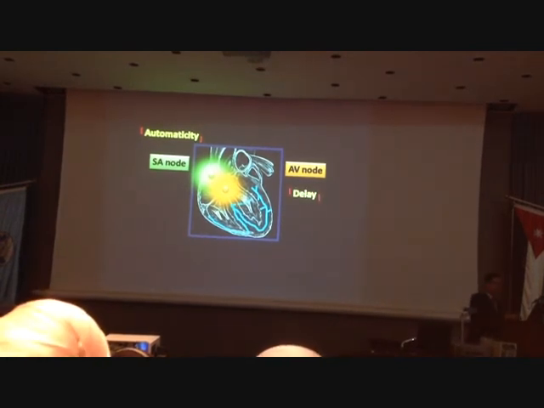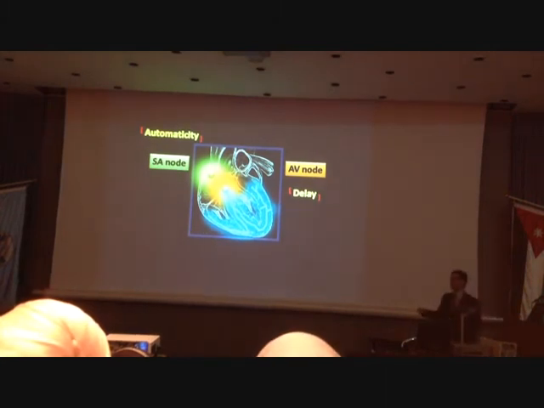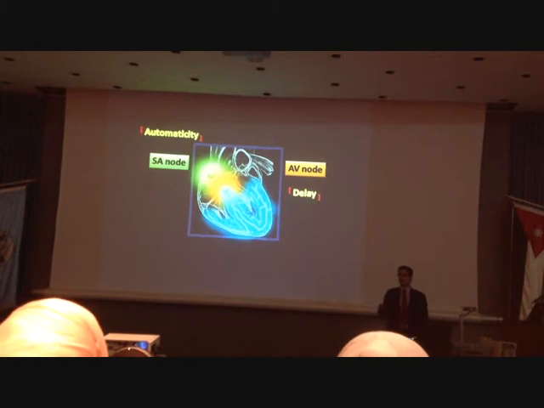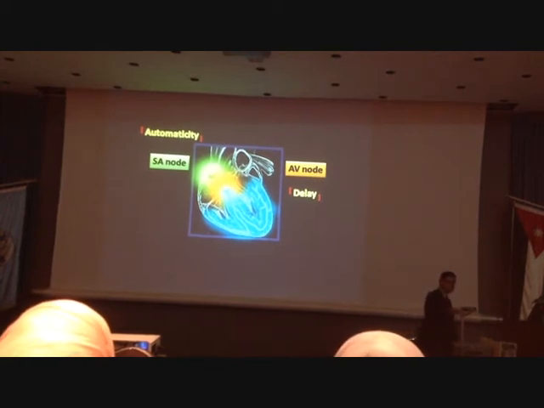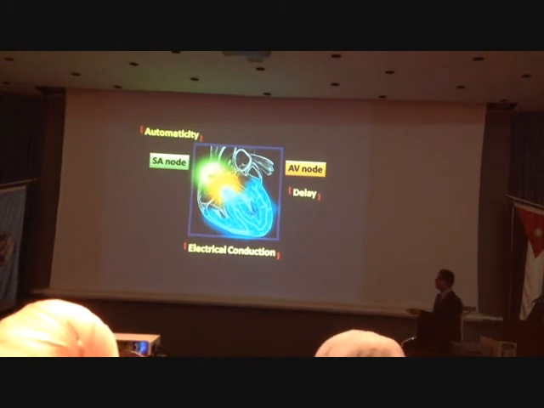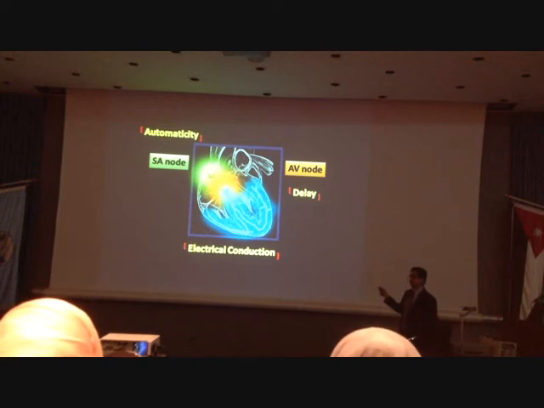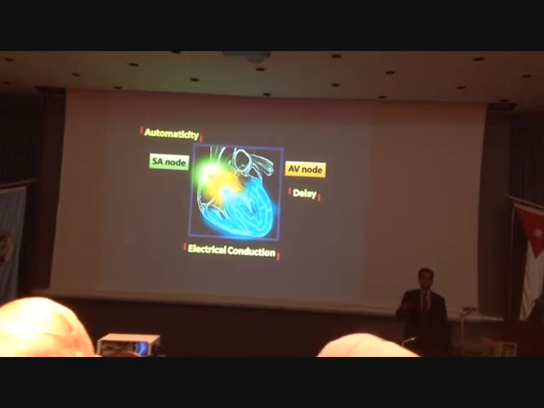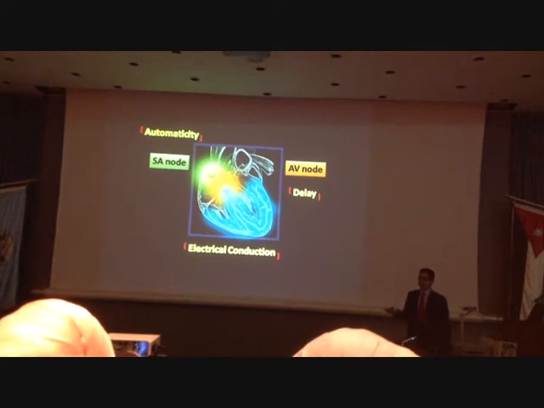And finally, if we want to have a major characteristic of these branches and bundles and Purkinje fibers, it's just a simple electrical conduction. So the major effects happen mostly in the SA node and AV node. In the Purkinje fibers and the branches, it's just the electrical conduction of the signal.